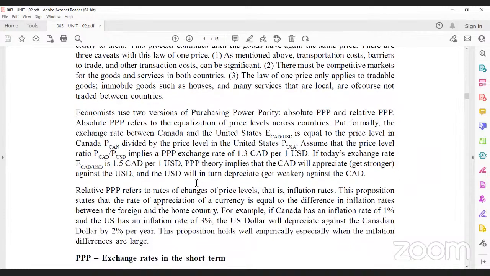So economists use basically two versions of purchasing power parity, absolute and relative. Now, what is absolute and what is relative? Absolute refers to equalization of price levels across countries, like Canada, USA, Sweden, etc.